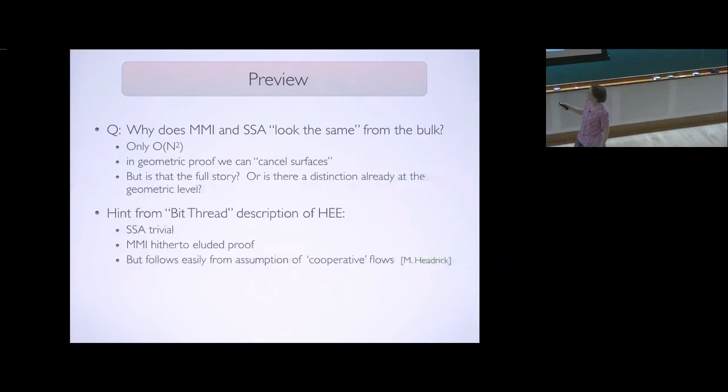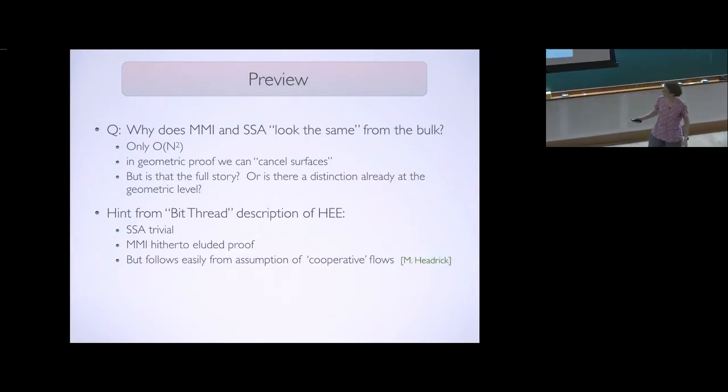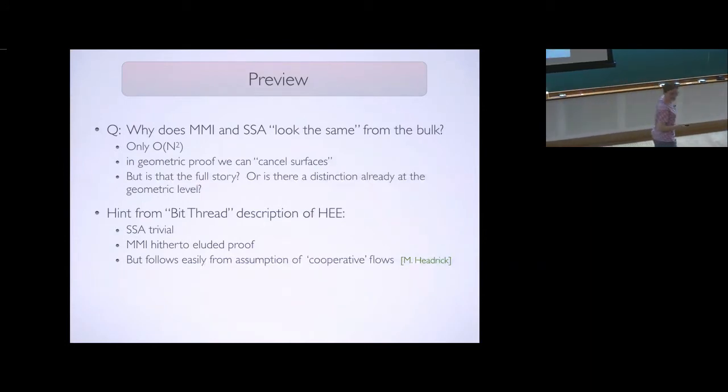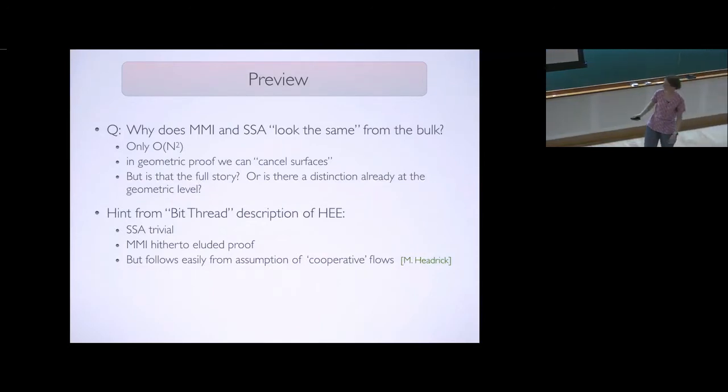Okay, and so the hint will come from a recasting of this geometrical description in terms of something that Headrick and Freedman called bit threads, which I'll also review, where strong subadditivity is trivial, but monogamy of mutual information is much harder to prove. In fact, in the literature so far, there has not been any proof, although Matt Headrick and company are constructing one, and I'll show you a geometrical proof of this relation. Okay. In fact, it follows from the assumption that there exists something that Matt calls cooperative flows. And so this question translates to what guarantees the existence of such cooperative flows.